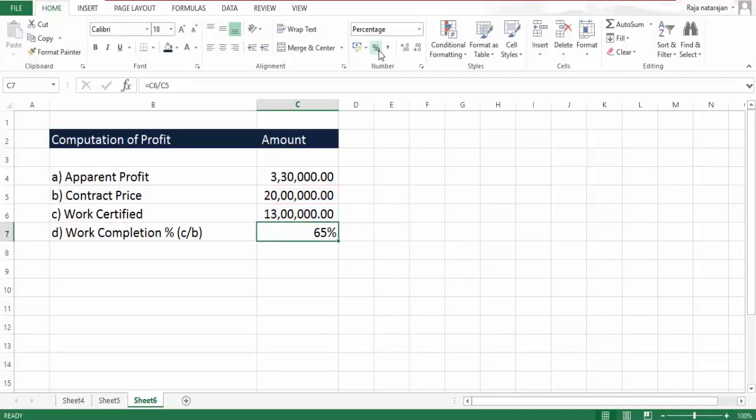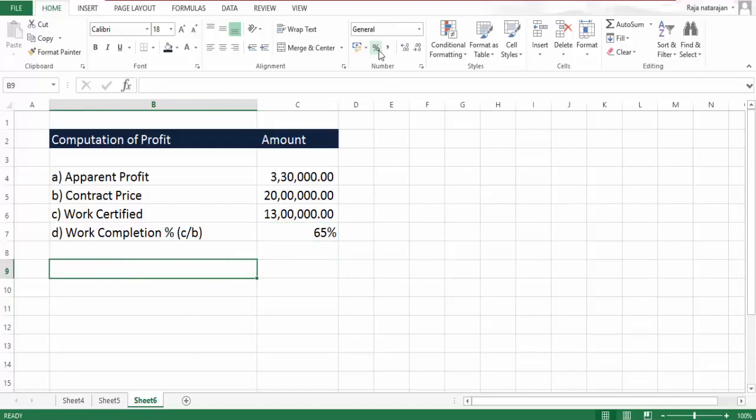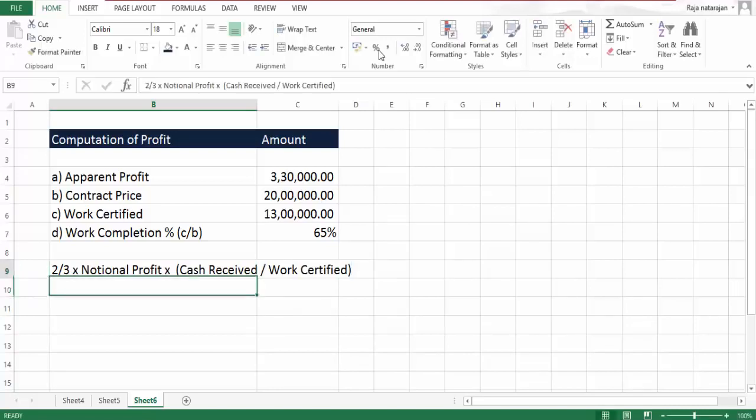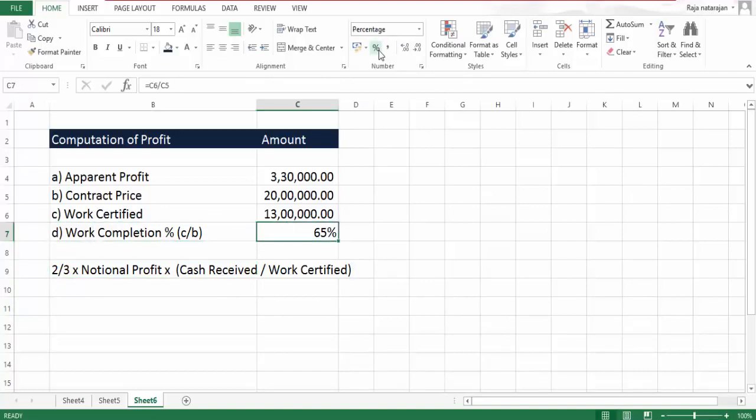If you recollect the formulas, we had a category where the profit will be less than 25%, then 25 to 50, then above 50. This case comes under the third category, in which case the formula is a little different. The formula was 2/3 of notional profit multiplied by cash received divided by work certified. The 65% we derived tells us that the work completion is in the range of 50 to 90.